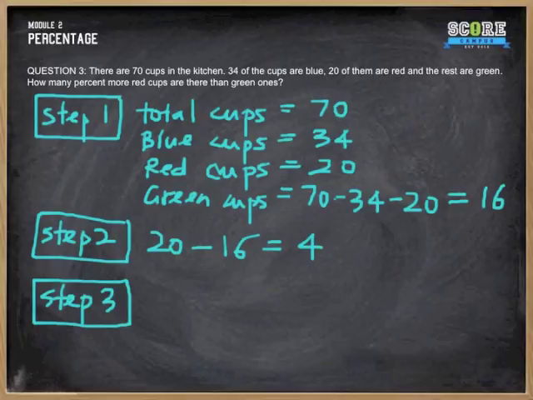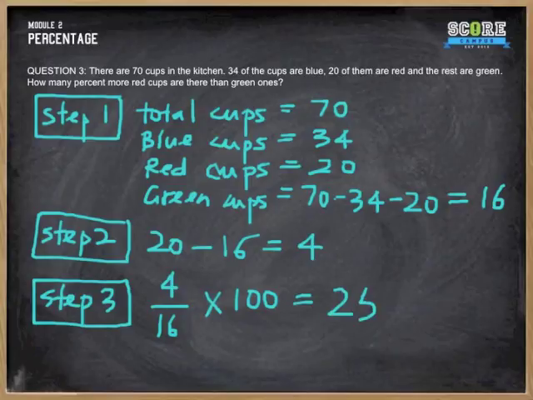Step 3, the difference over the number of green cups. The difference is 4. Green cups is 16. We multiply that by 100 to get the percentage. And the final answer you get is 25%. Right? 25% more red cups than green cups. Am I right? That is the final answer.